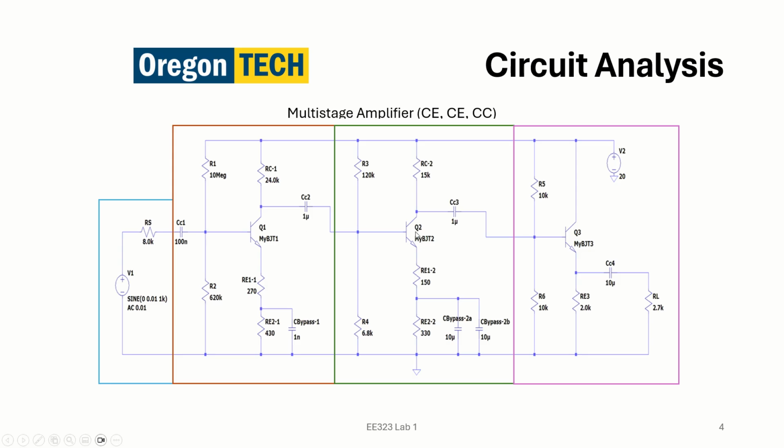So these two amplifiers are used to increase the gain, and then the common collector was used to match the signal, but primarily to have a low output impedance.